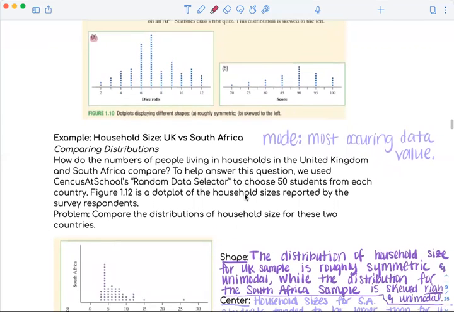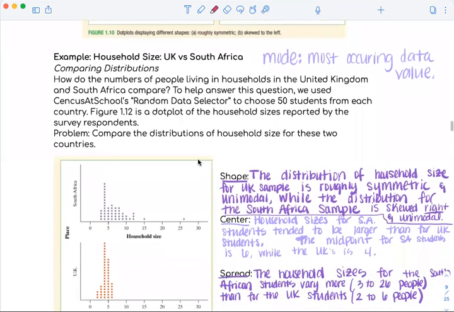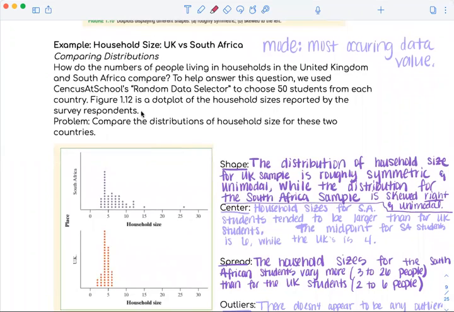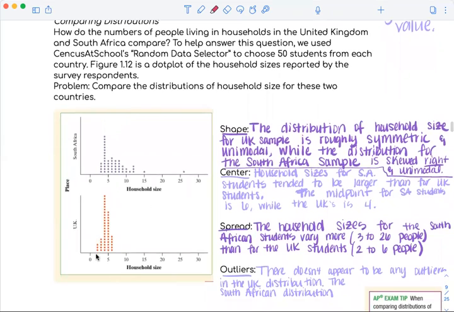So the next example is about comparing distributions of household sizes in the UK versus South Africa. The question is, how do the numbers of people living in households in the United Kingdom and South Africa compare? To help answer this question, we used Census at Schools random data selector and chose 50 students from each country. And here is the dot plot of the reported household sizes. We're going to compare the distributions.